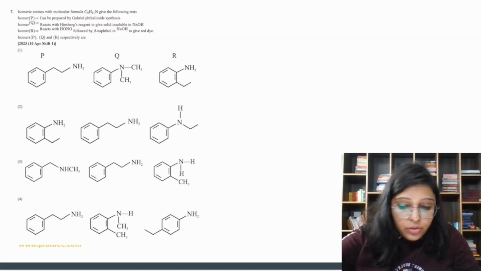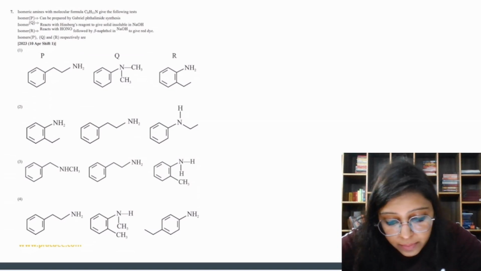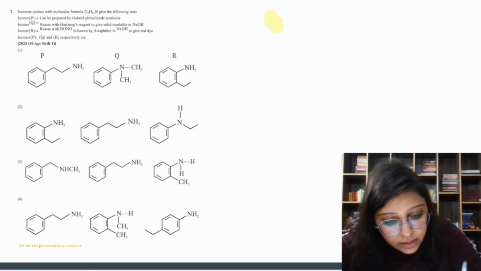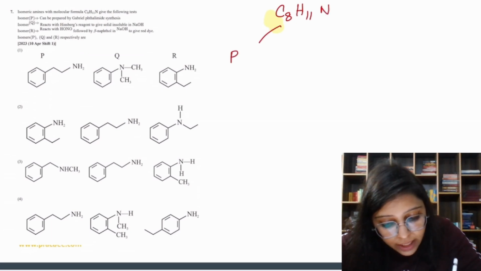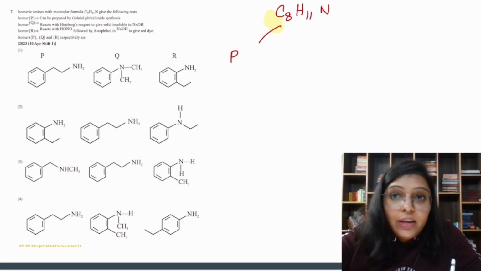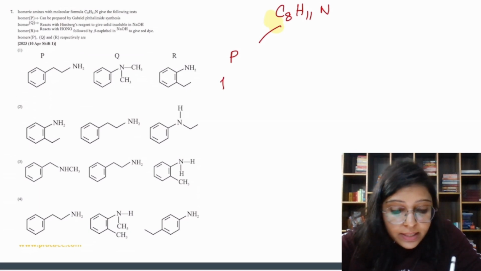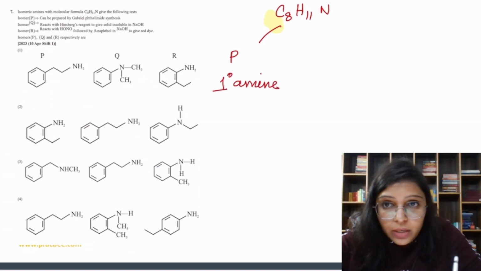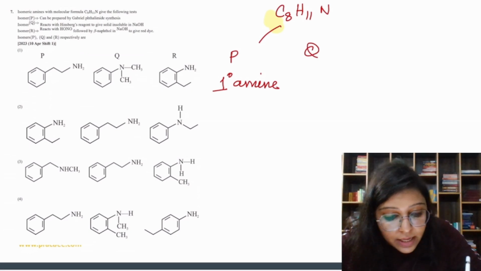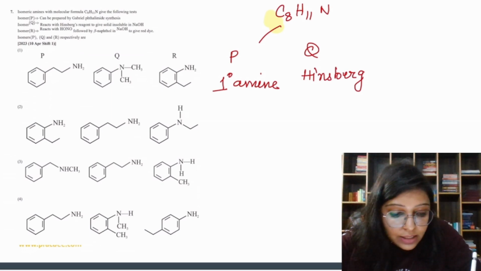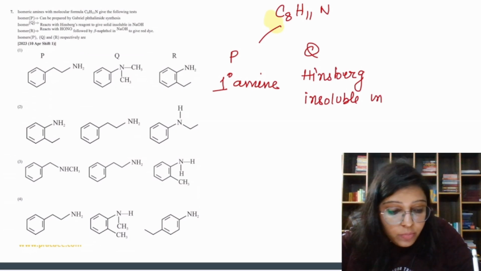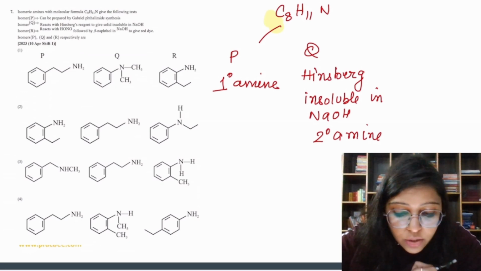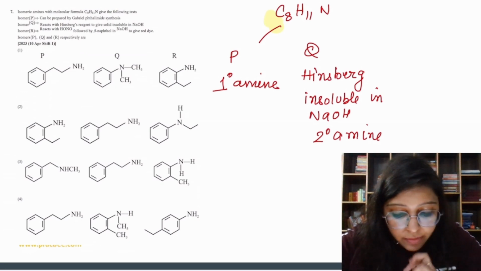Okay. Now, next question. The next question says that isomeric amines with molecular formula C8H11N give the following tests. So, P isomer can be prepared by Gabriel phthalimide synthesis. If P isomer can be prepared by Gabriel phthalimide synthesis, then that is going to be a 1 degree amine. Okay. Now, Q reacts with Hinsberg reagent, but the product is insoluble in NaOH. It means it is going to be a 2 degree amine.